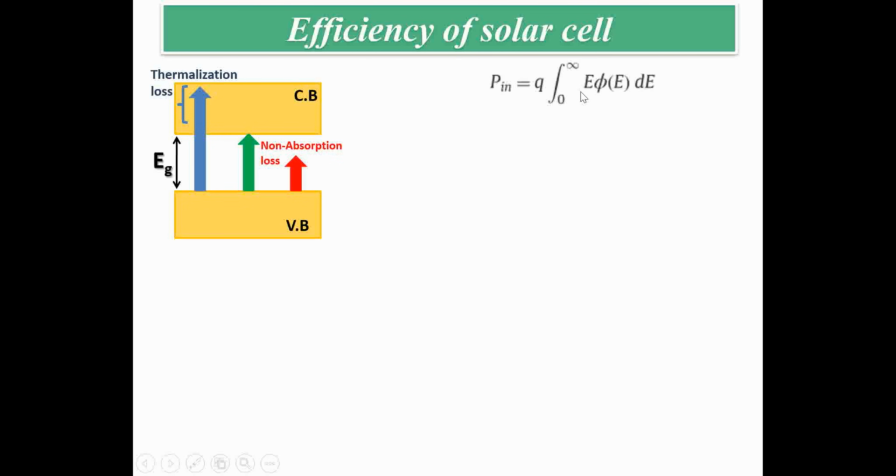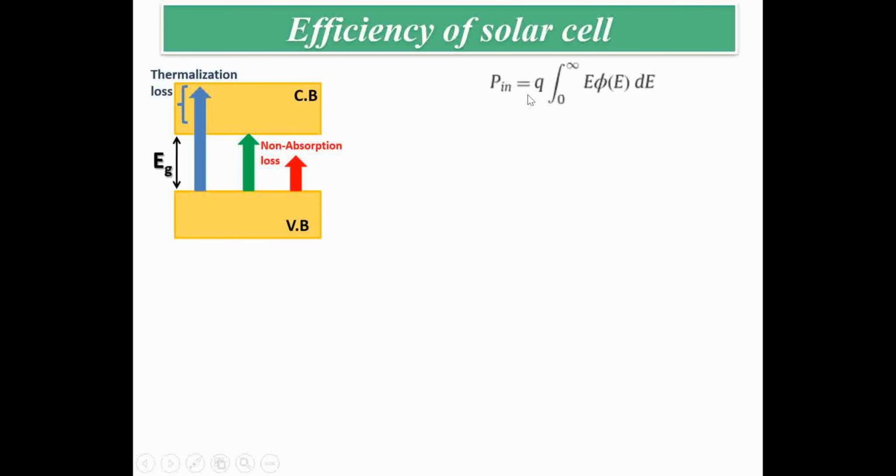Photons can be taken either in terms of energy or in terms of wavelength. We are taking them here in terms of energy, so from 0 to infinite energy, photons of all ranges. This is our input power: the summation of the energies of all the photons available.